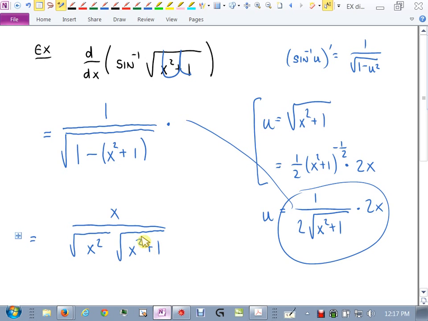Oh, hold on. Negative. Yes. Right here. Did I not put that? No, I didn't. This 1 minus x squared minus 1, these will cancel so you get negative. Yes, thank you.